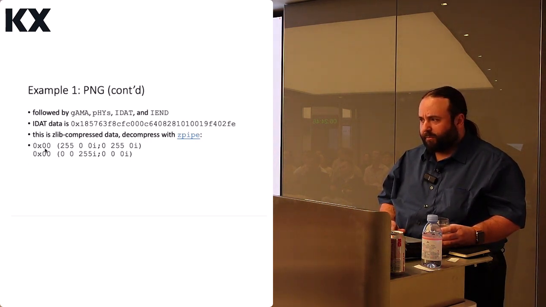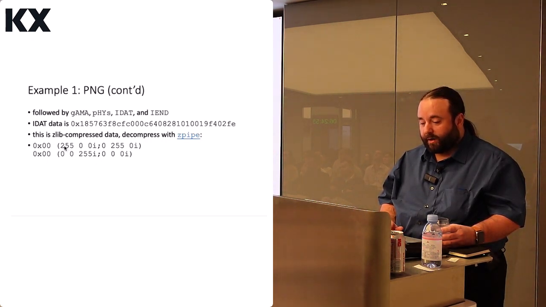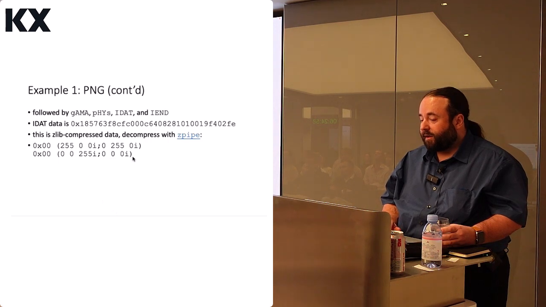These are filter indicators, which is a compression thing specific to PNG. But this is the actual pixel data. So these are RGB triples. So there you can see red, green, blue, black, exactly as the image showed.